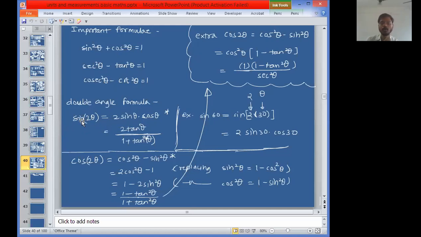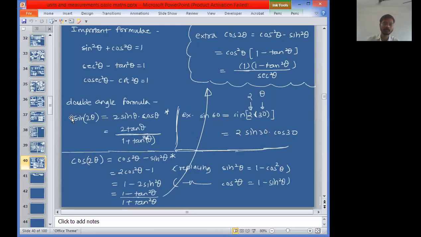Okay. Now how to use this formula? Sin of 60 can be written as sin of 2 into 30. So sin of 2 theta, where 2 is 2 and theta is 30, gives 2 sin 30 cos 30. This will give you the answer of sin 60.